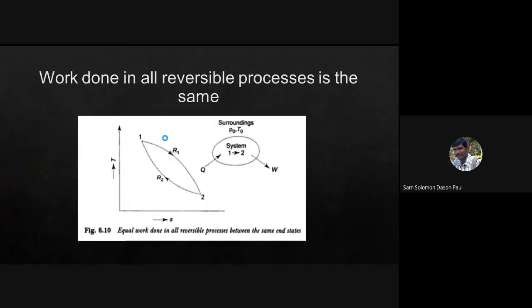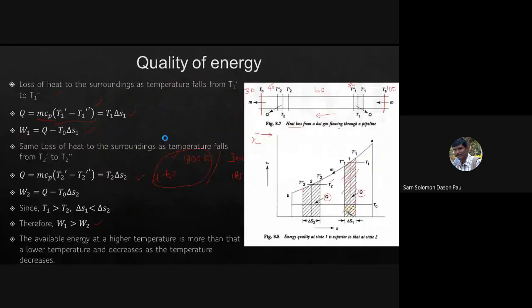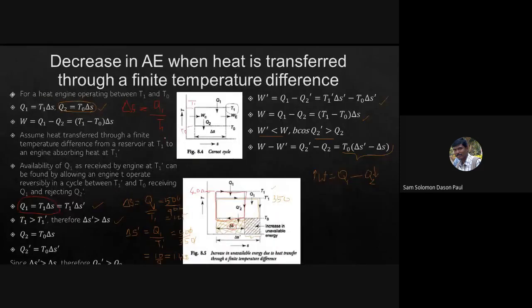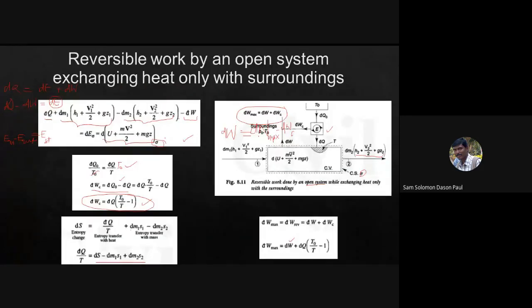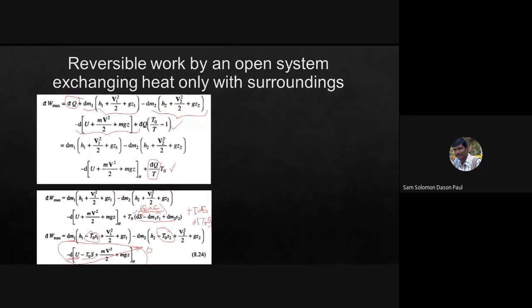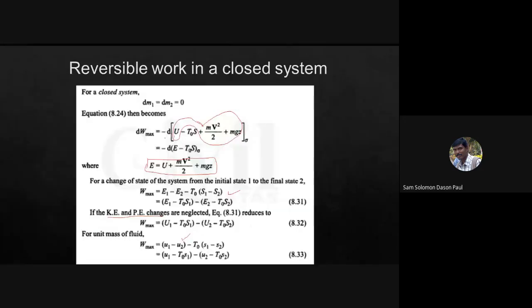You can neglect these things: maximum work, quality of energy, available energy, finite energy source. All these are concepts. But when you come here, reversible work by an open system, reversible work in a steady flow process, reversible work in a closed system, these last four slides you can keep in mind. That's very important.